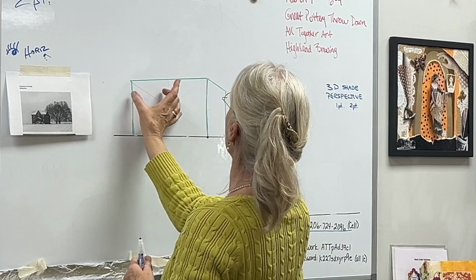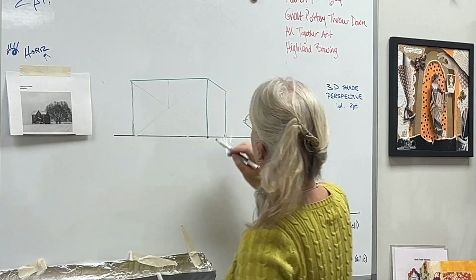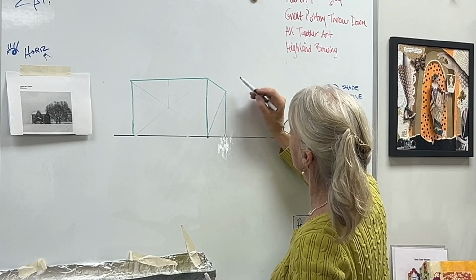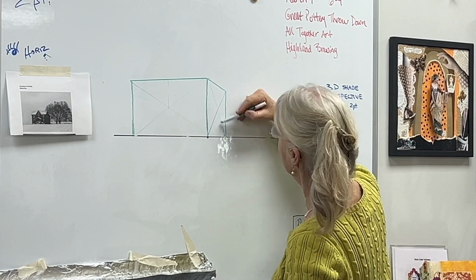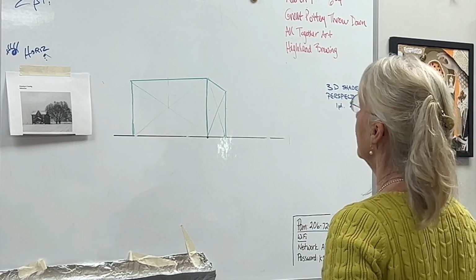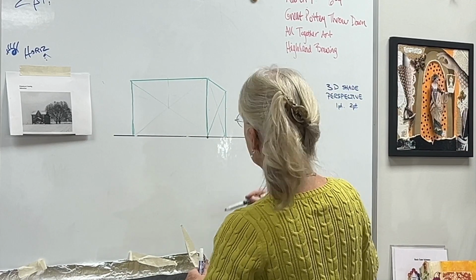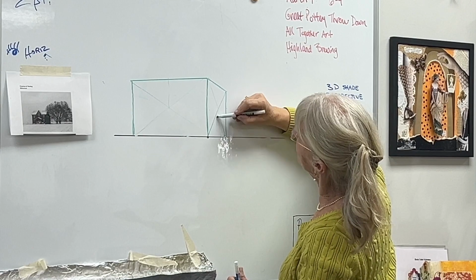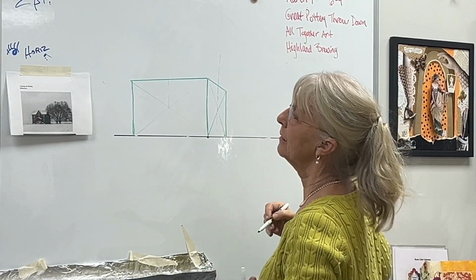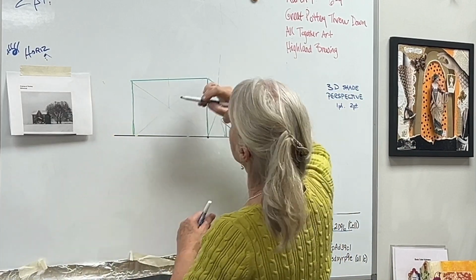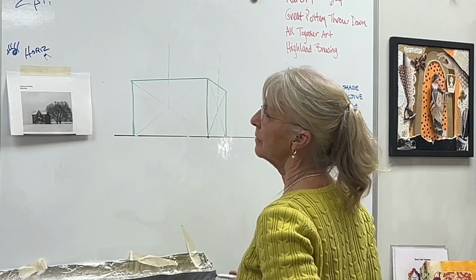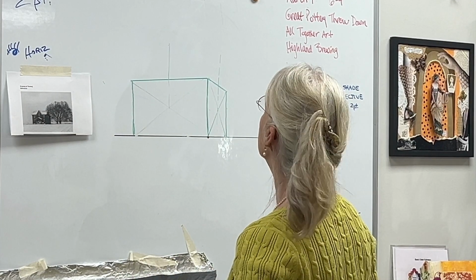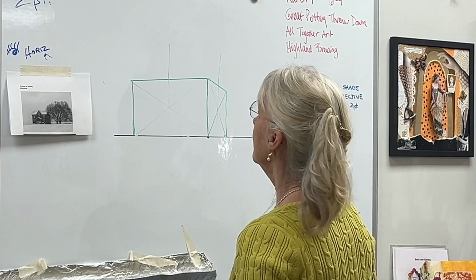The distance here is actually different than that. And you can do the same on this side. That's going to let us know where our peak line is on this side, and also that front dormer on the front is going to be up in here somewhere.